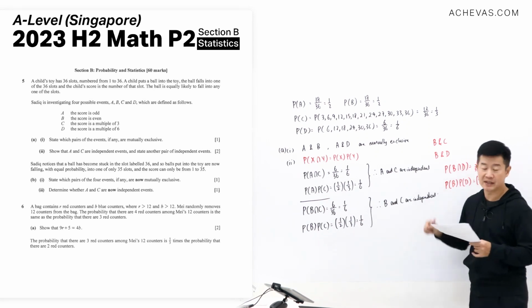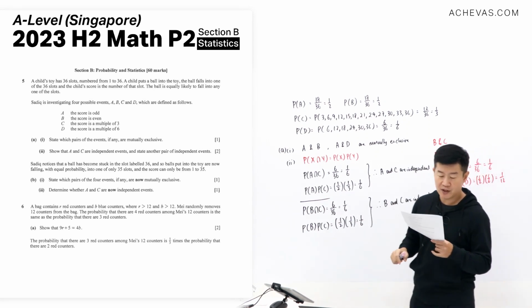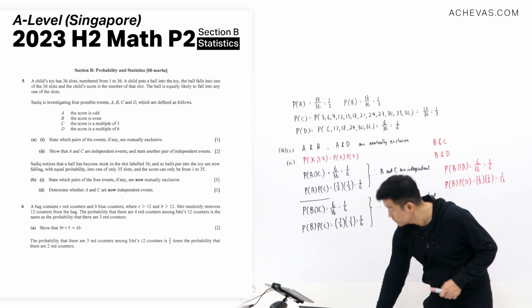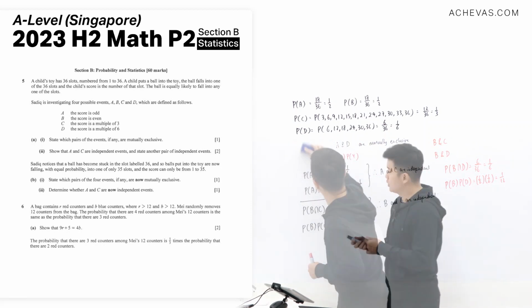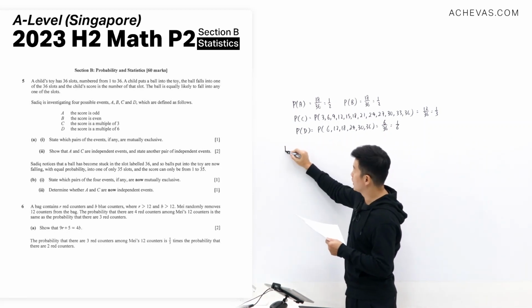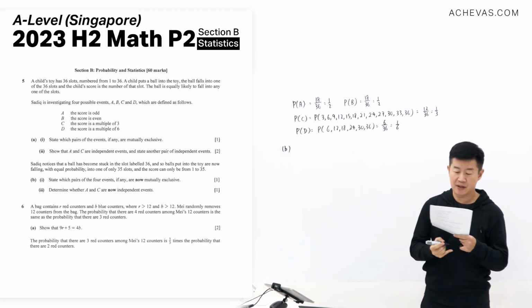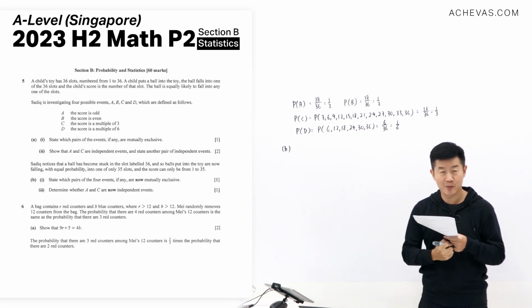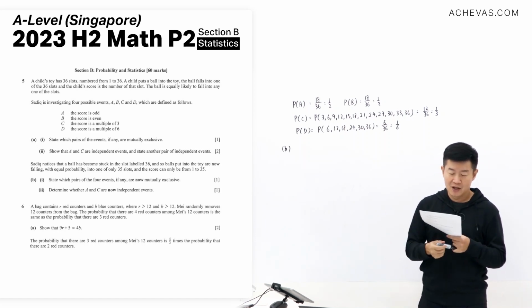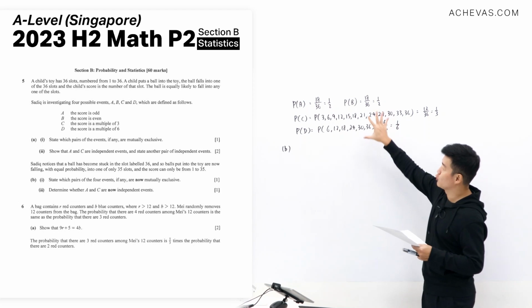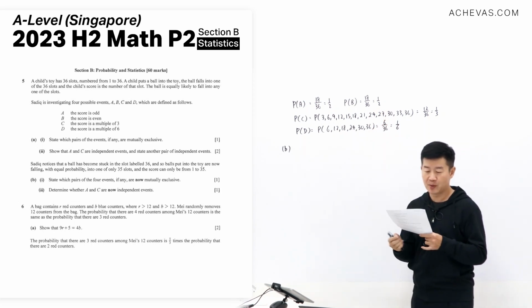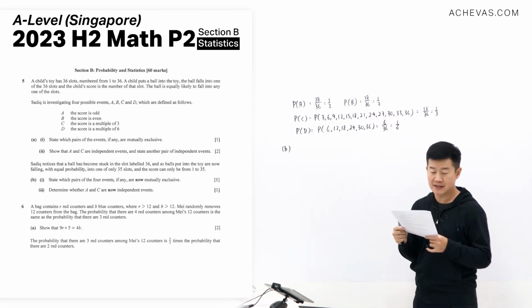Okay, so this is for part A. Let us proceed to take a look at part B. In part B of the question, we are going to analyze another situation where the slot labeled 36 is no longer available for the ball to drop in. So let's recalculate the probabilities of events A, B, C, and D.